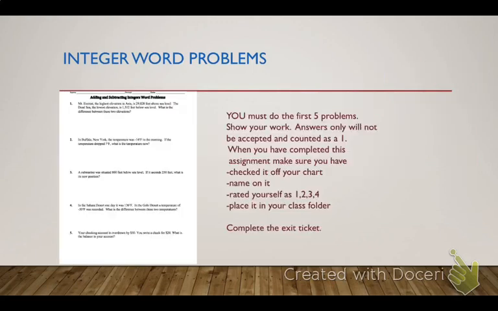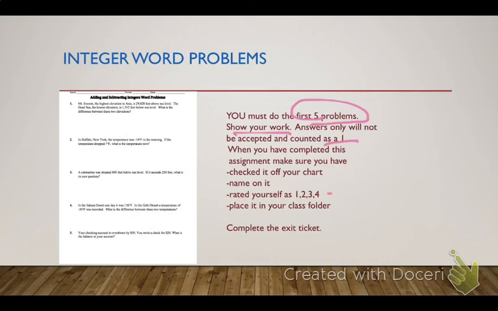And make sure that you take a look at your assignment. You must do the first 5 problems. You must show your work. Answers only will not be accepted and will be counted as a 1 until you correct that. When you've completed this assignment, make sure you check it off your chart along with your exit ticket and your notes. Make sure you keep track of that and rate yourself as a 1, 2, 3, or 4. Make sure you place it in your class group folder.